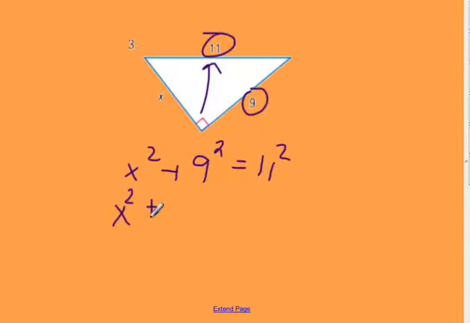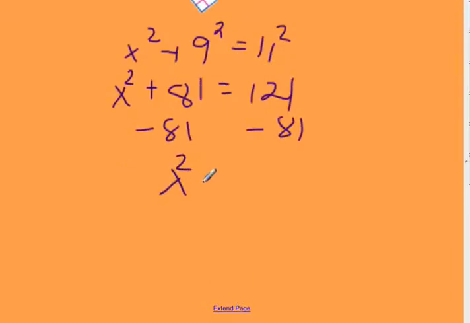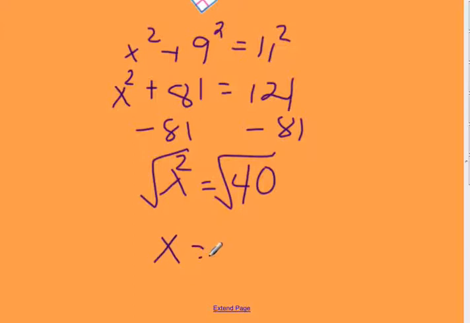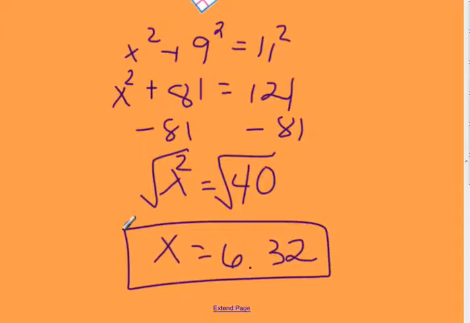So 9 squared is going to be 81 and 11 squared is going to be 121. So we're going to subtract 81 from both sides, and then we get x squared is equal to 40. Now I don't want to know what x squared is, so I'm going to take the square root of both sides, and I end up getting 6.32. So that's my final answer for x on number 3.